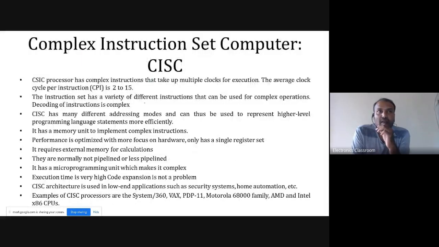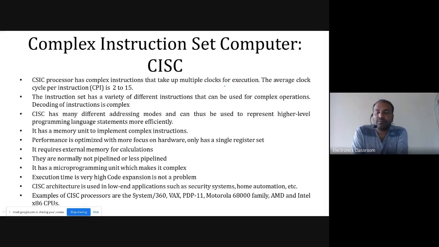Then, complex instruction set computer. Again, this point also we have considered or studied in computer organization. So CISC is nothing but complex instruction set computers. A CISC processor has complex instructions that take multiple clocks for execution.